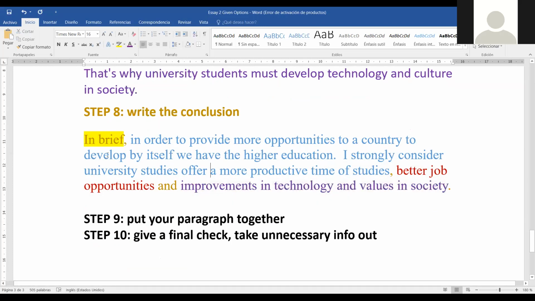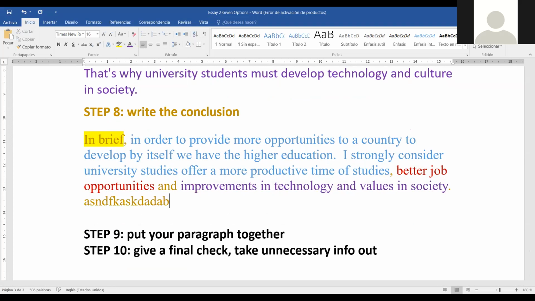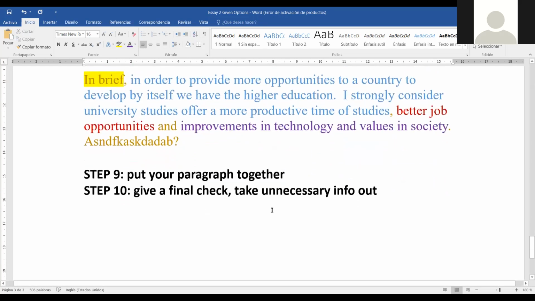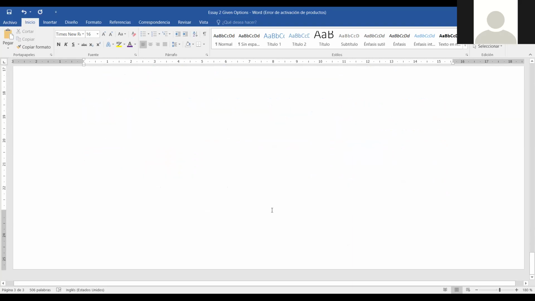So as you can see, I repeat the transition. You paraphrase yourself. You do not include any other reason. Also, you paraphrase your three controlling ideas. If you want, you can write here a question. If that's your style, you can do it. And then you're going to put your paragraph together with the layout.